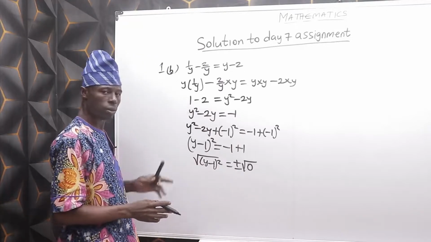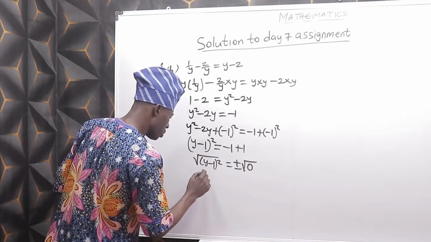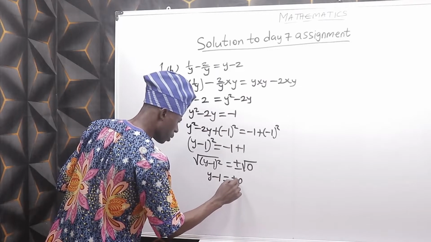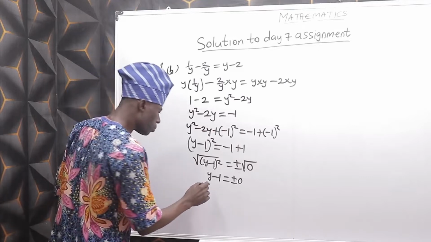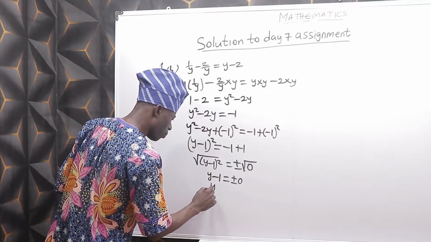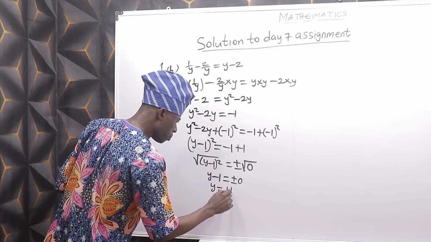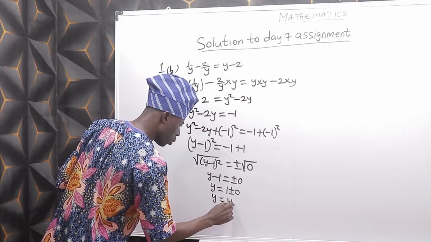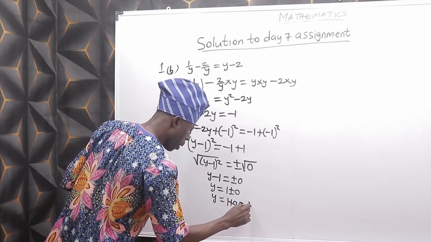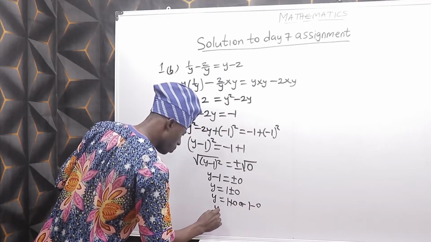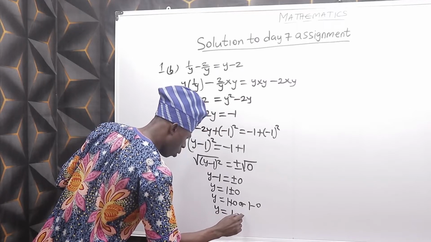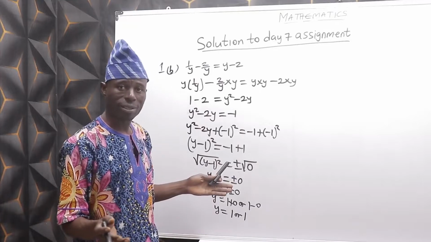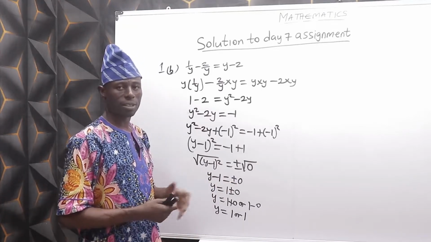Plus or minus square root of 0 gives us 0. So you have y minus 1 equals plus or minus 0. Collect the like terms. You have y equals 1 plus or minus 0, which is y equals 1 plus 0 or 1 minus 0. Finally, y equals 1 or 1. That is 1 twice. That's the answer.